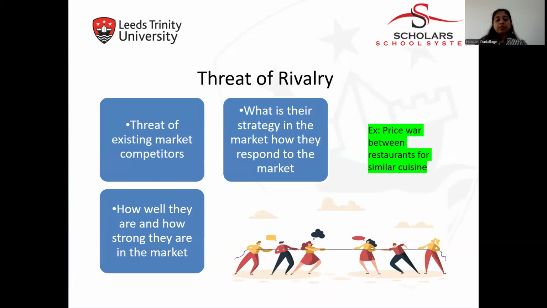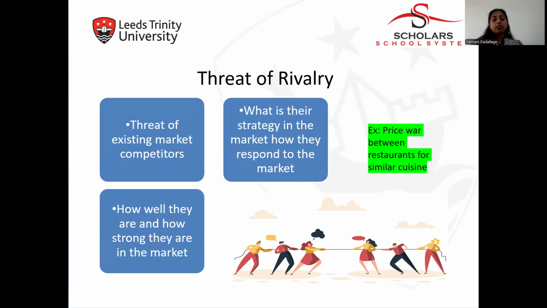So let's look at the first force, which is threat of rivalry, or we can call this direct competition. So this means threat of existing market competitors. When it comes to an industry, there are existing competitors who are already established in the market. The competition coming from those established existing competitors is known as threat of rivalry.